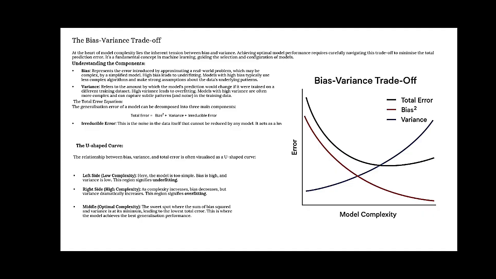Now, if we look at the right side, we can see a U-shaped curve. On the left side of the graph, where model complexity is low, the bias is high, the red line, and the variance is low. This is a region of underfitting. As we move to the right, with increasing model complexity, the bias drops, but the variance increases dramatically, the blue line. This is a region of overfitting. The sweet spot is in the middle, where the black line representing the total error is at its lowest point.